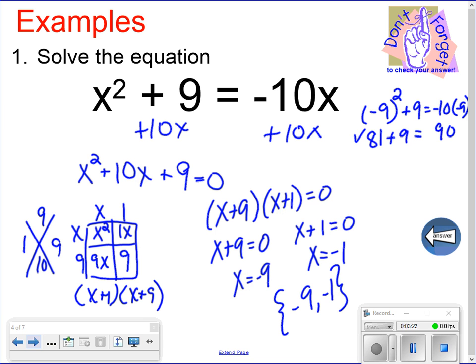Do the same thing with negative 1. Negative 10 times negative 1 is positive 10. Negative 1 squared is 1. Plus 9 equals 10, so we know that is correct. So we know our solution in this first problem is negative 9 and negative 1.